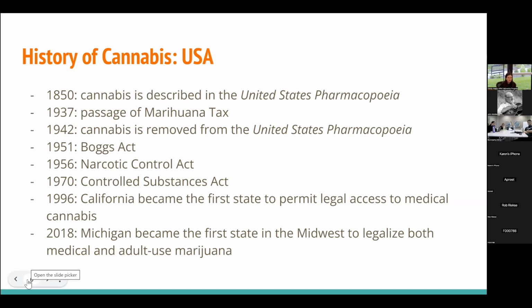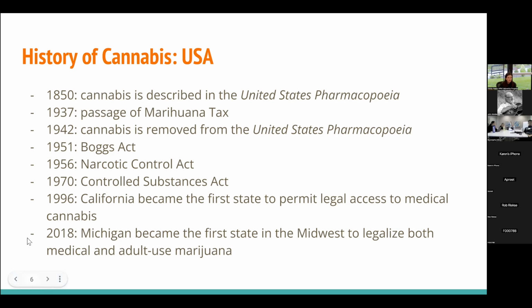So it was around the 1920s, 1930s when, socially and politically, the use of cannabis became a lot more controversial in the United States. There's a lot of reasons for that that we won't go into specifically. So by 1942, they removed cannabis from the United States Pharmacopoeia. 1951 saw the passage of the Boggs Act, and this set mandatory sentences for drug convictions. A first offense conviction for cannabis possession carried a minimum sentence of 2 to 10 years and a fine up to $20,000.